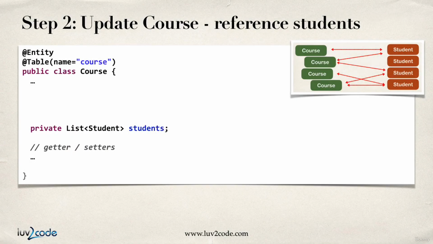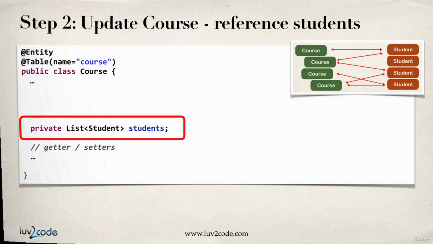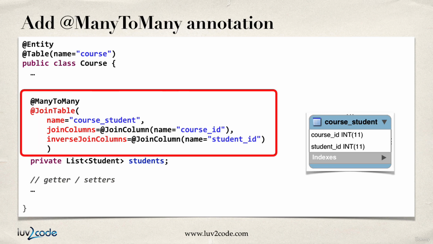Now moving to step 2, we're going to update our course to reference students. So basically our course is going to have a list of students, and then we'll also define the appropriate getter and setter methods for this field. Now the important thing here is adding the many-to-many annotation. So we're going to annotate this field with @ManyToMany, and then we'll add this join table annotation.